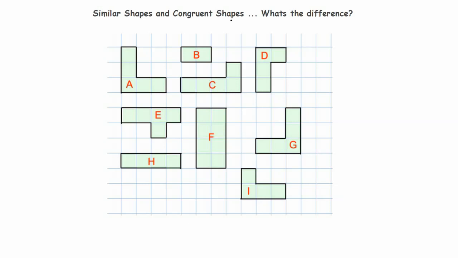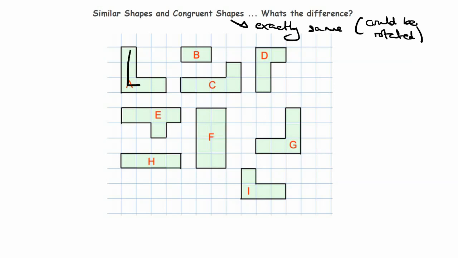Congruent shapes are shapes that are exactly the same, but they could be rotated. So let's look for some shapes that are exactly the same.